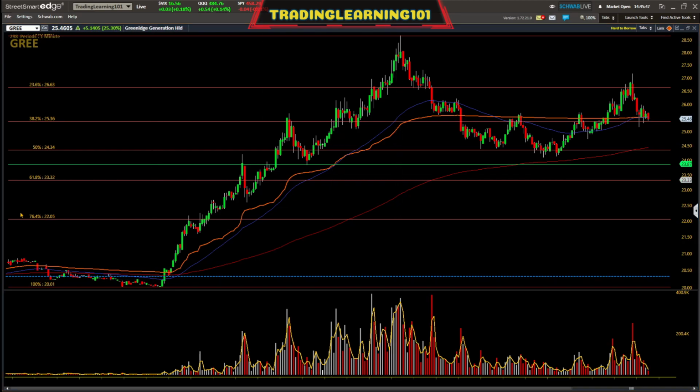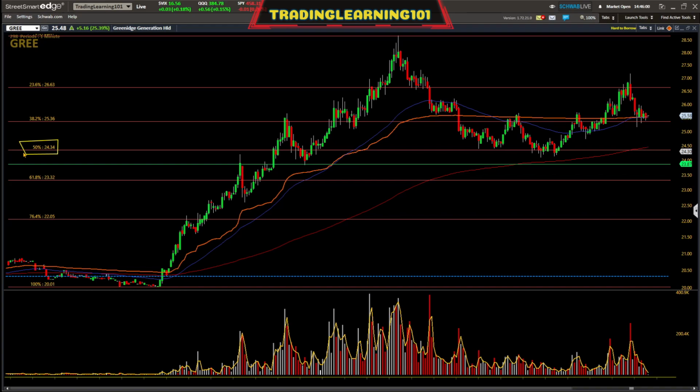50% technically is not a Fibonacci number. They throw it in there though, because the majority of investors always look for at least a 50% retracement of a move. It just makes a lot of sense to include it. But you got the golden ratio of Fibonacci, which is 61.8.